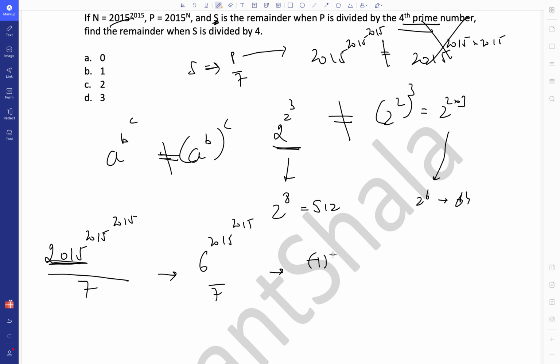Now minus 1 raised to power this entire thing, 2015 raised to 2015, divided by 7. Now 2015 raised to power 2015 will always be odd, because there is no 2 in 2015. So the remainder finally will come as minus 1, or you can say 6. So S is equal to 6 is what we have got till now. Find the remainder when S is divided by 4. When 6 is divided by 4, we get 2. So the answer in this case will be 2.